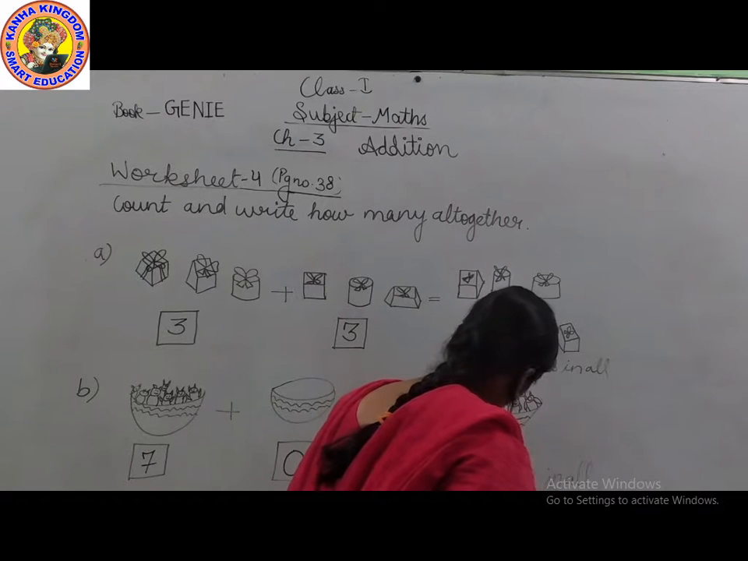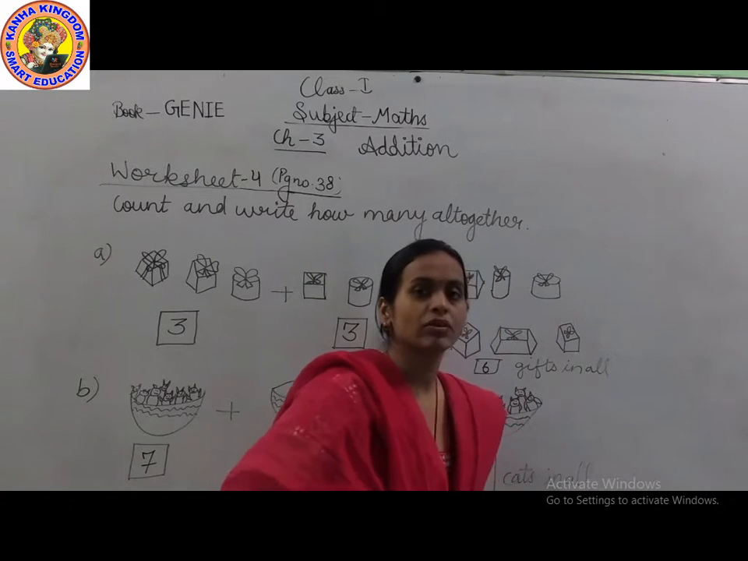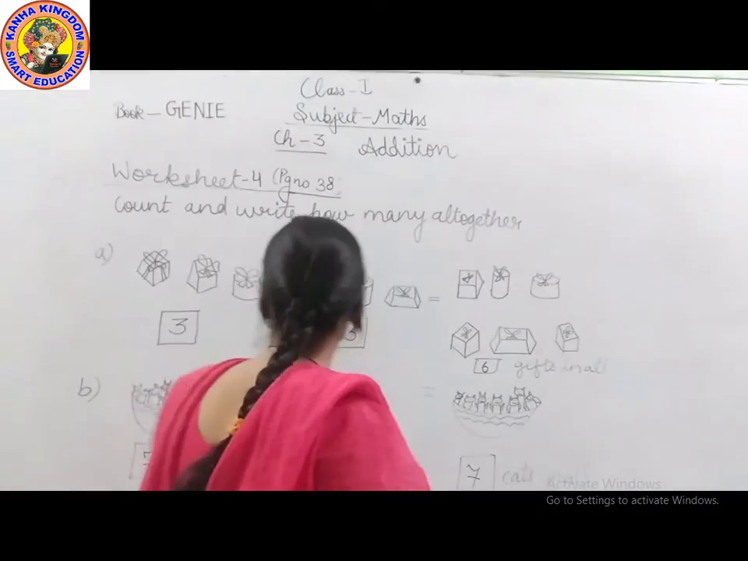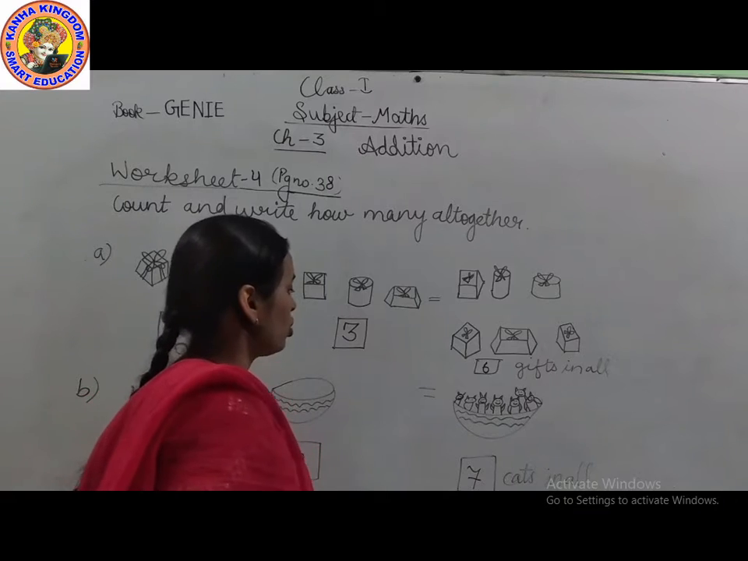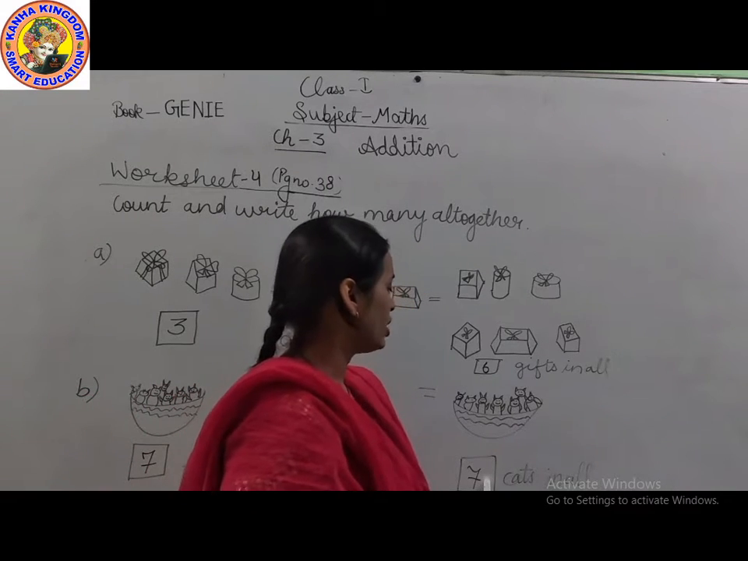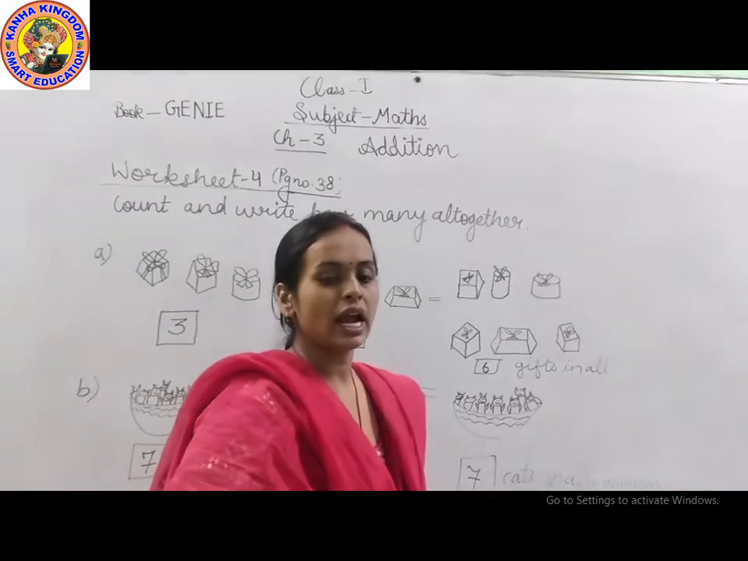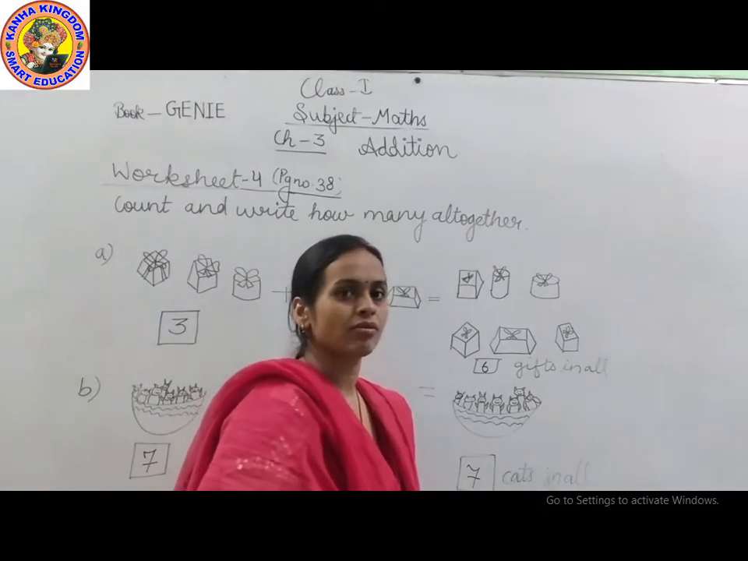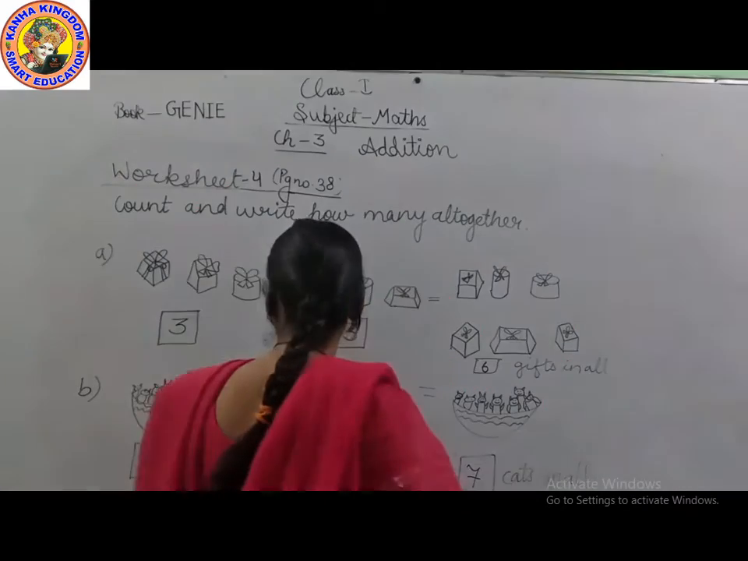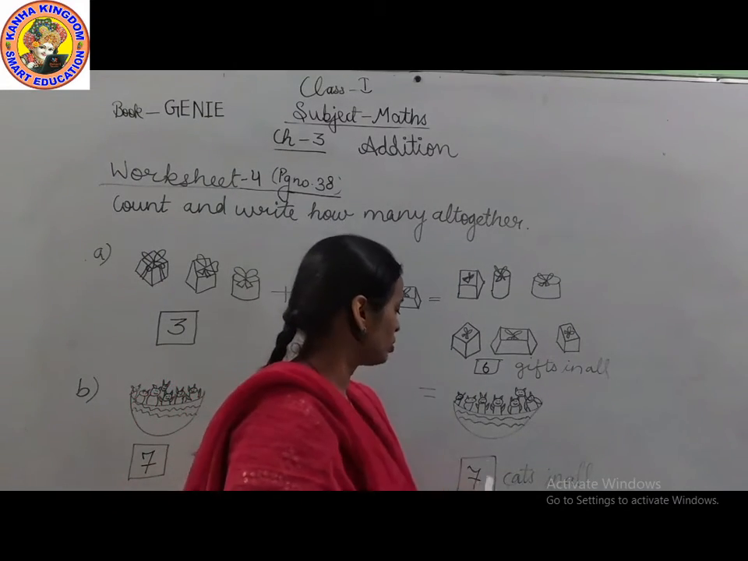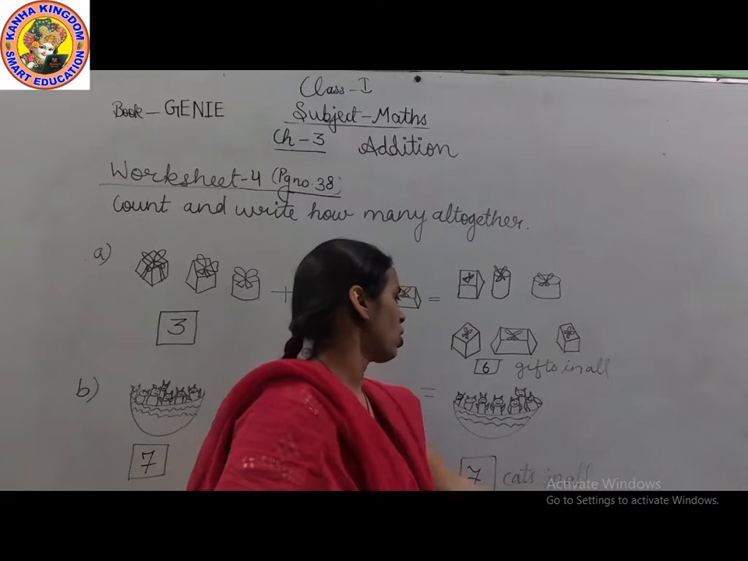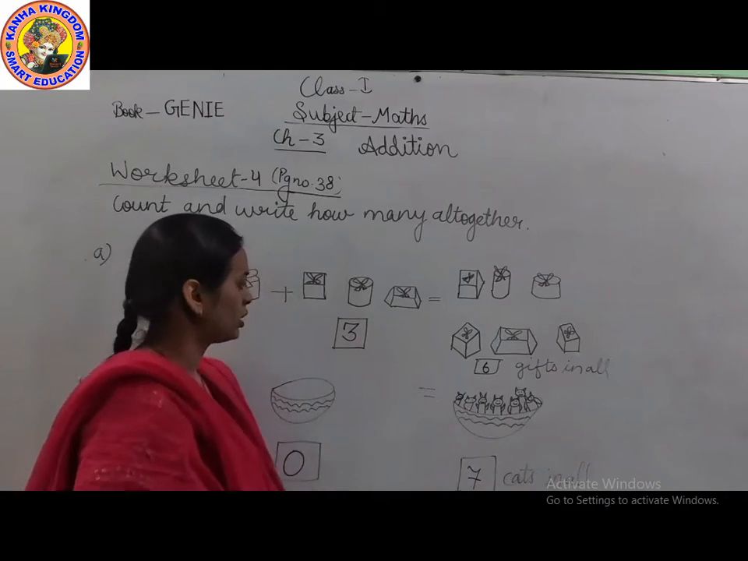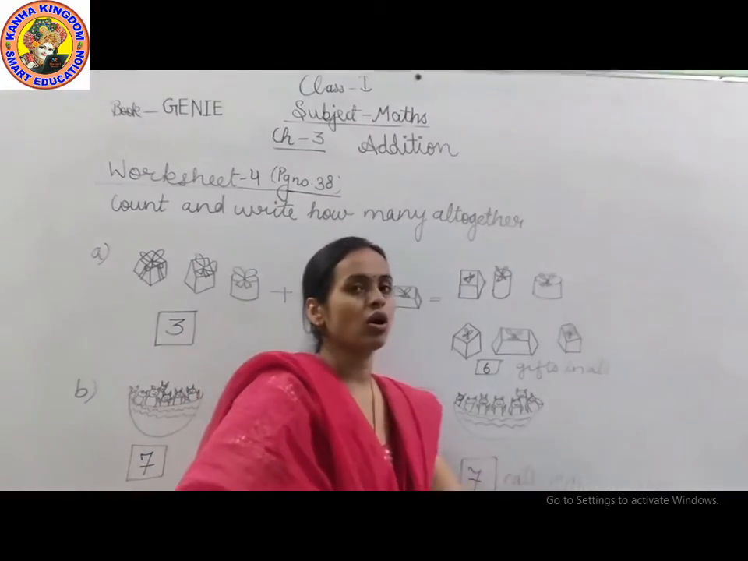So when we add any number with 0, our answer is the number itself. So 7 plus 0 equals 7. Okay? So 7 plus 0 equals 7 cats in all.